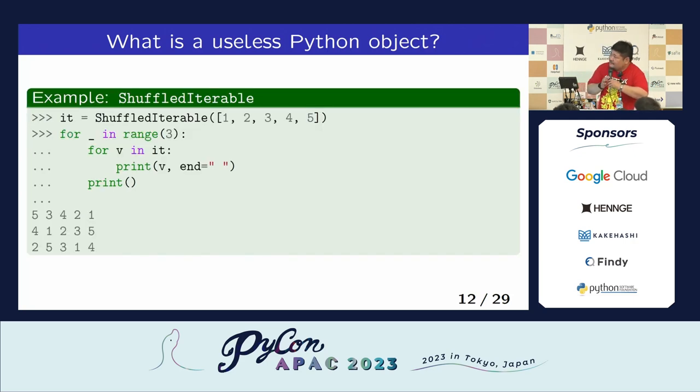Next, shuffle iterable. Shuffle iterable has 1, 2, 3, 4, 5. I would expect it in a for statement to give 1, 2, 3, 4, 5, but it gives 5, 3, 4, 2, 1, then 4, 1, 2, 3, 5, then 2, 5, 3, 1, 4. So it's shuffled. So this is a useless Python object.